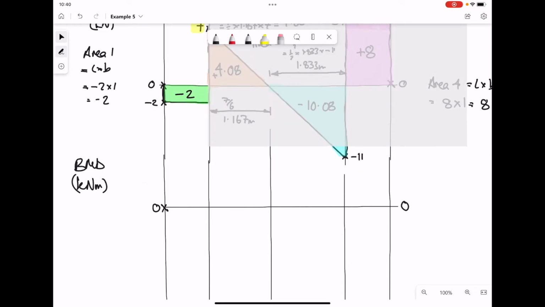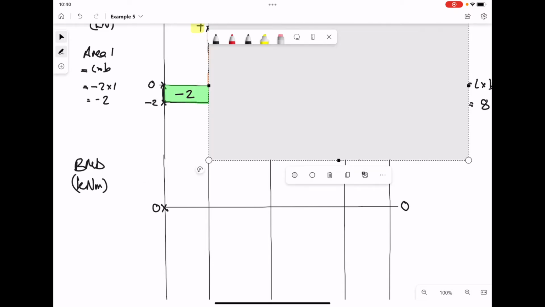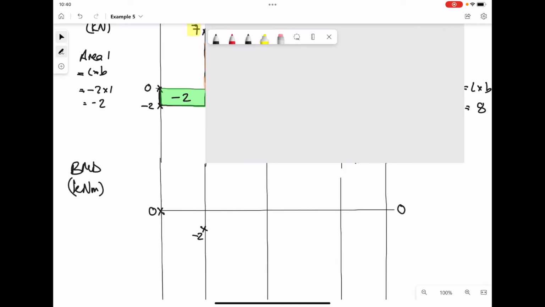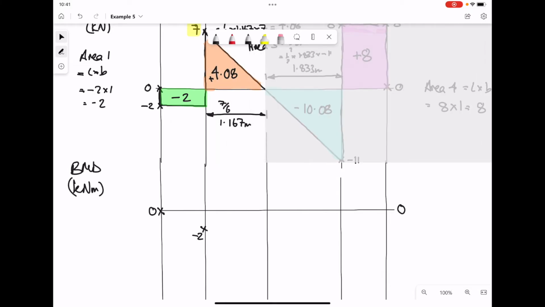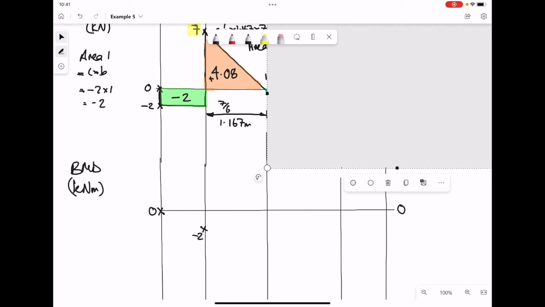As we reveal the shear force diagram at this location, at the first support, the total area we have is a value of -2, and I can plot that in. Move across. The total area we have shown on the shear force diagram is -2 plus 4.08. That gives us a total of positive 2.08.